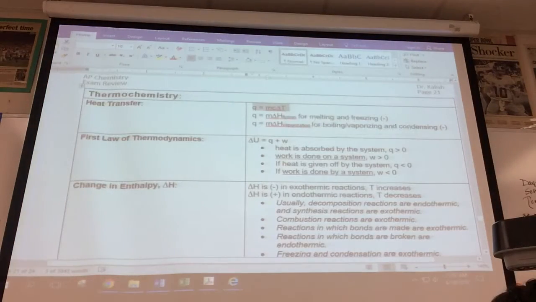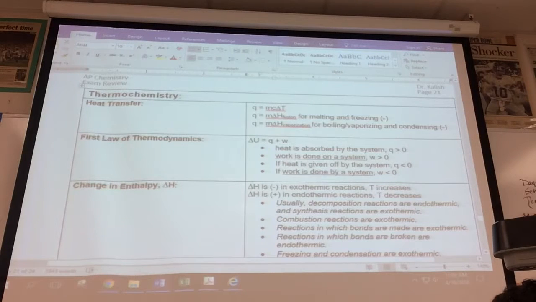First law of Thermo, so this is strictly at the AP level. The change in internal energy is equal to the heat plus the work. When heat is absorbed, we know Q is positive. When work is done on a system, this is like going to get a massage. Somebody does work on you, so your back feels good. W is positive. When heat is released or given off, Q is negative.